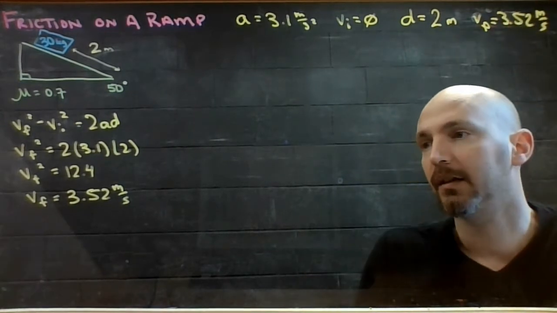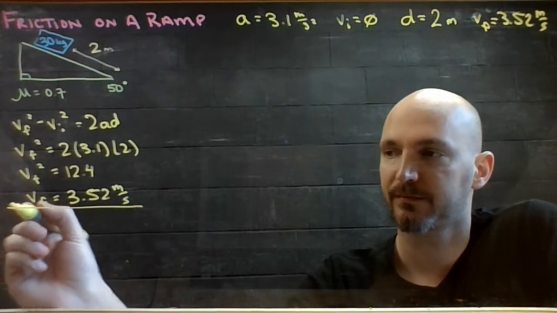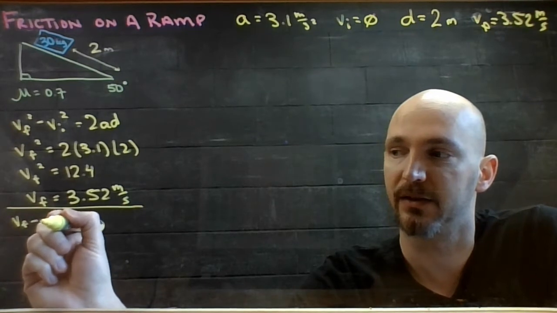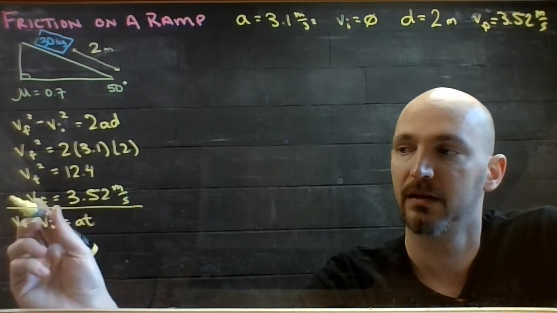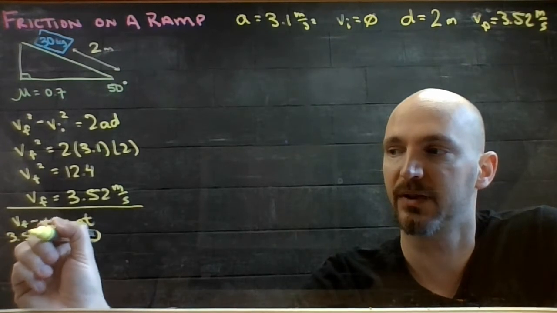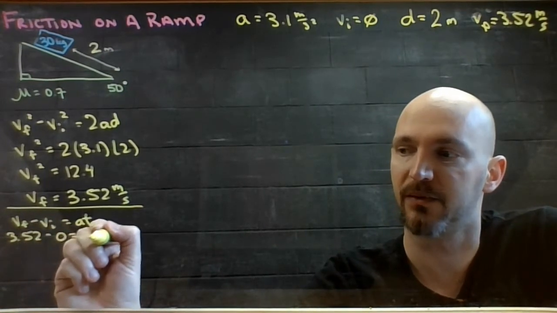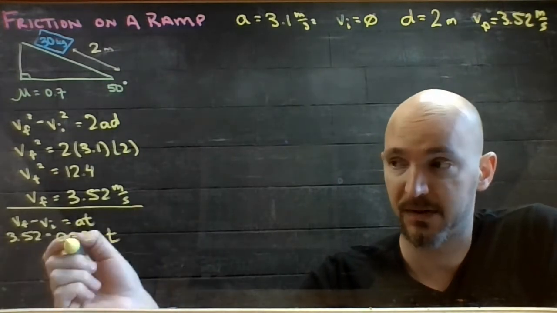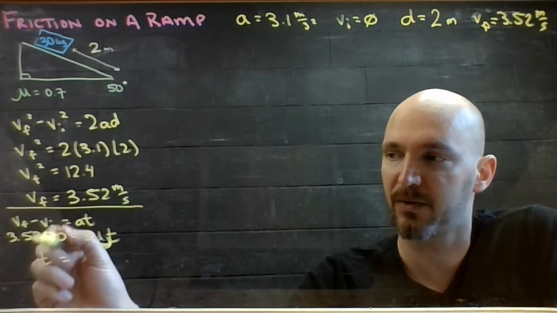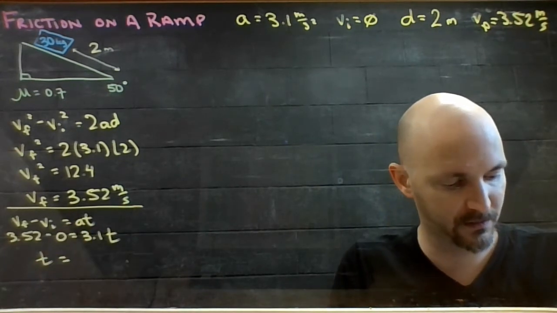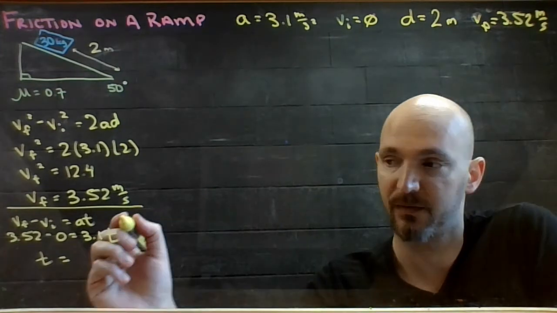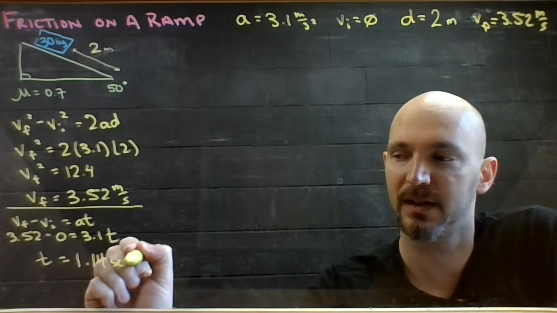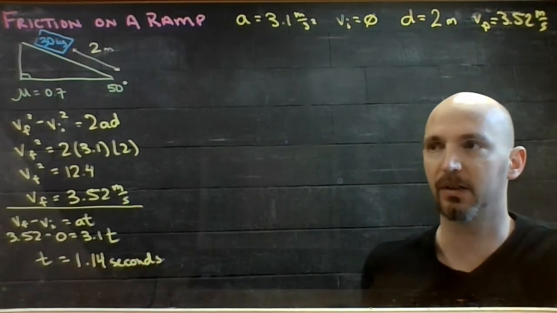All right. So I need to get the time now. If I have a VF, a VI, and an A, I can do that using this equation. So 3.52 minus nothing is 3.1 multiplied by the time. 3.52 minus nothing is 3.52, so my time will be 3.52 divided by 3.1, which gives me 1.14 seconds. Okay, lovely.